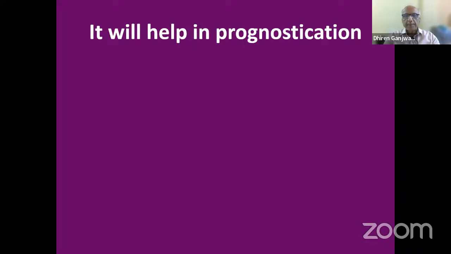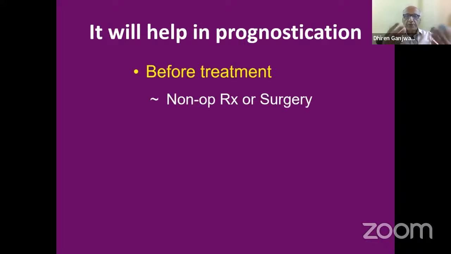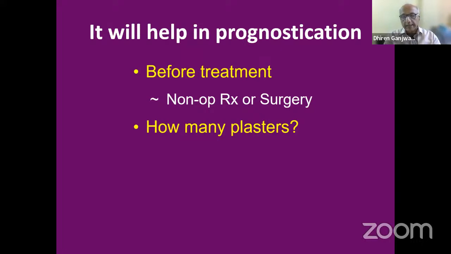This will also help in prognostication. Before starting the treatment, this will give us an idea whether the non-operative treatment is going to work or the child will require surgical treatment. And it may give us an idea of how many plasters will be required. If it's a milder deformity, then with only a few plasters the deformity will be corrected. And if it's a real vertical talus, then probably plaster treatment may not work.